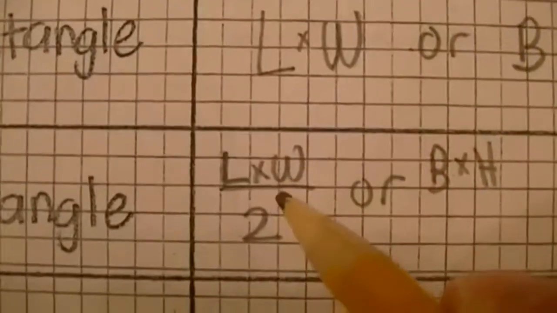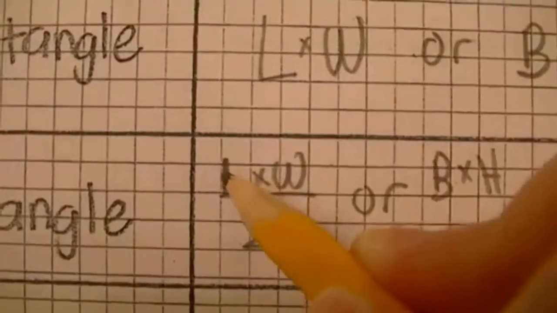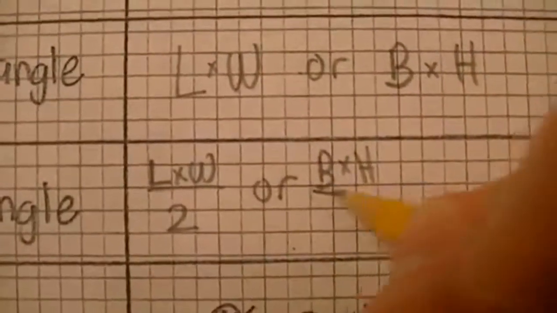And I should have mentioned this: I don't have to put the multiply sign in between. If I smush them together like this, that means length times width, because they're variables, and when they're smushed together like that, that means you multiply. Anyway, I can go base times height divided by 2.